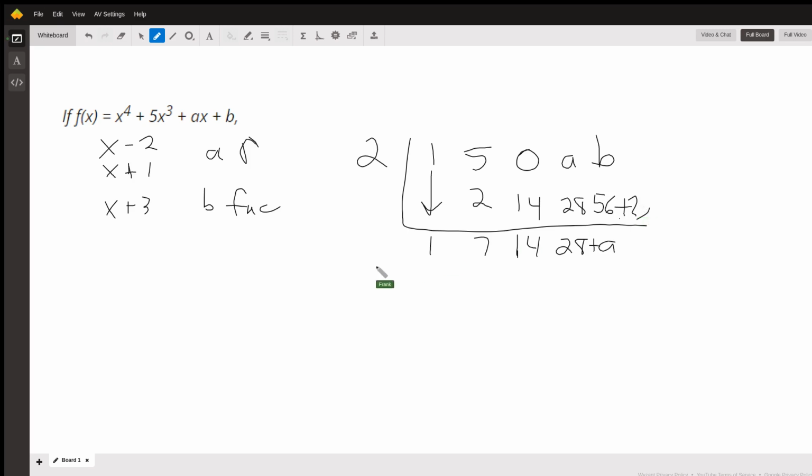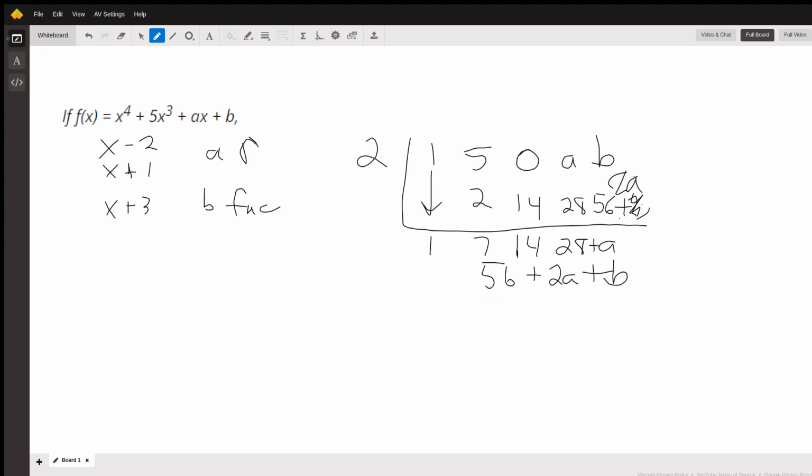Oh, I can't get that a in there. Hold on. Okay, 56 plus 2a. And then if I add b to that, I get 56 plus 2a plus b. So that's the remainder.